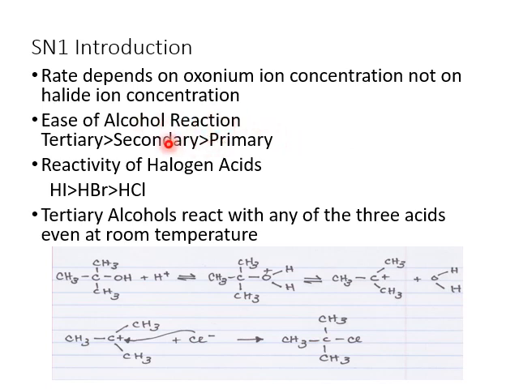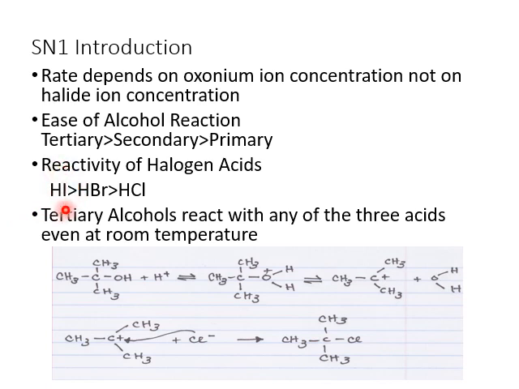So for SN1, it's better to have a tertiary alcohol because this will facilitate the leaving ability of the oxonium ion. And then the reactivity of halogen acids, it's better for the one that dissociates most readily, and this is iodine.